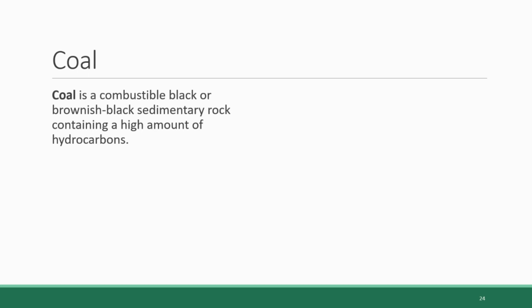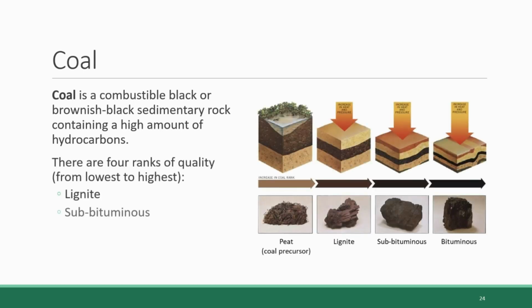So, coal is a combustible black or brownish black sedimentary rock containing a high amount of hydrocarbons. And there are four different varieties of coal that are ranked based on their quality, which are, starting with the lowest quality, lignite, subbituminous, bituminous, and then anthracite.